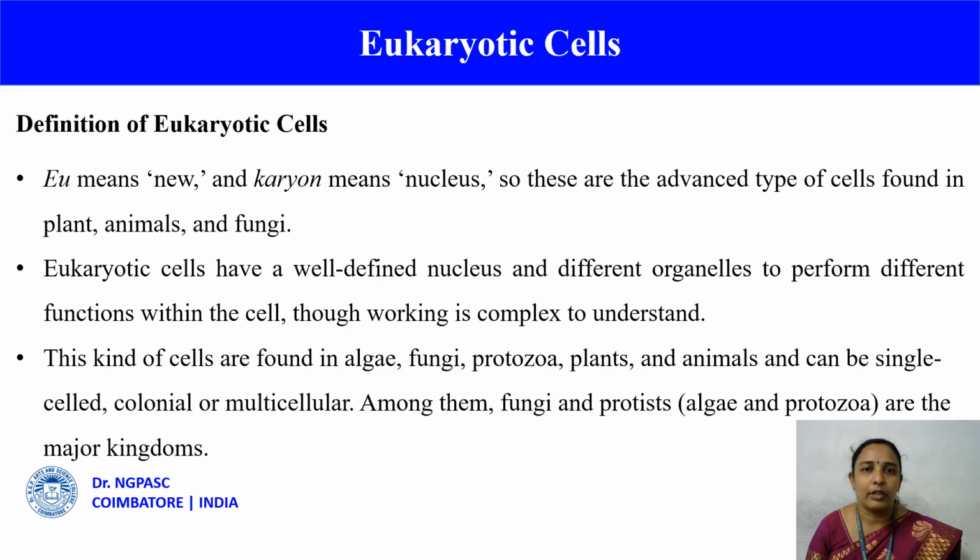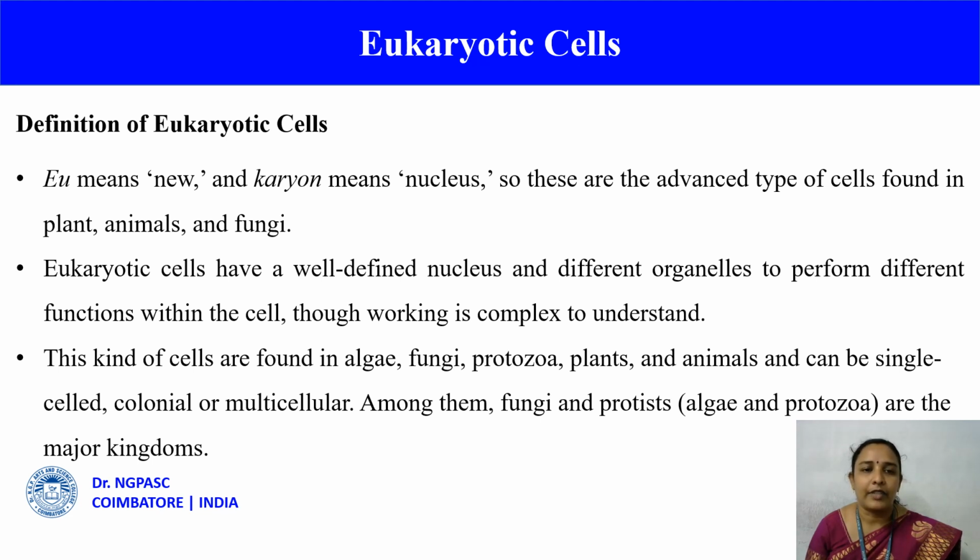Next is about the eukaryotic cells. What is a eukaryotic cell? Eu means new and karyon means nucleus. So these are the advanced type of cells which are found in plants, animals and fungi. They have a well-defined nucleus and different organelles to perform different functions, though the working is complex to understand.